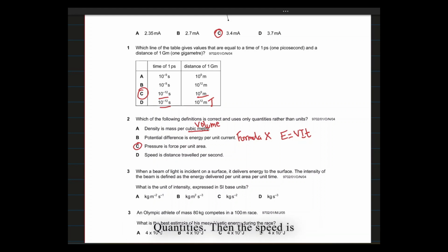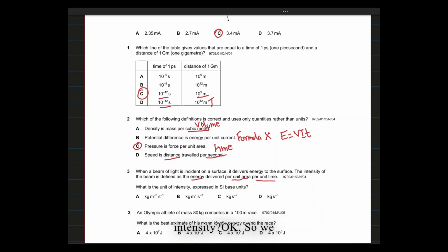Then speed is distance traveled per unit time. Then we have, when a beam of light is incident, the intensity is energy delivered. Intensity is defined as energy delivered per unit area per unit time.